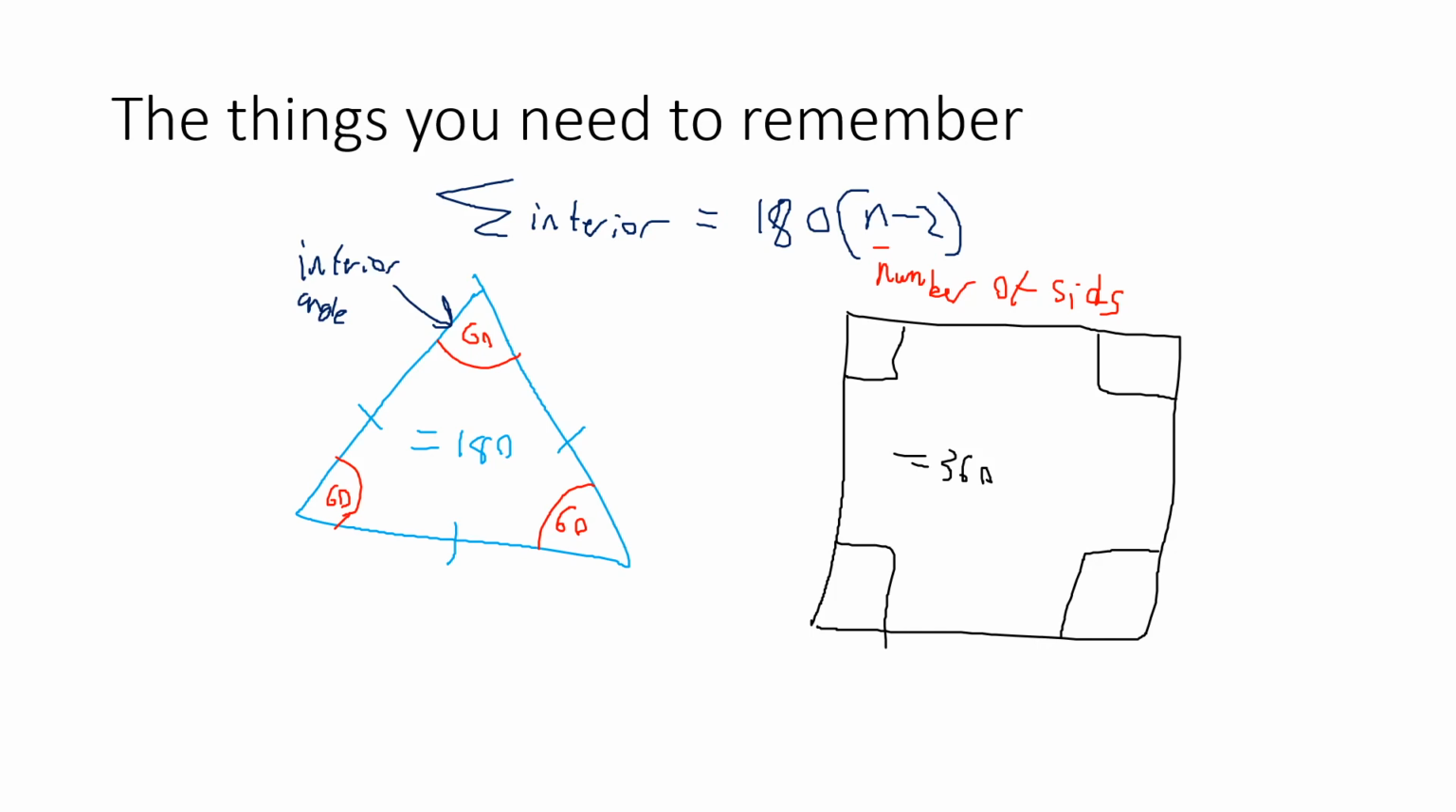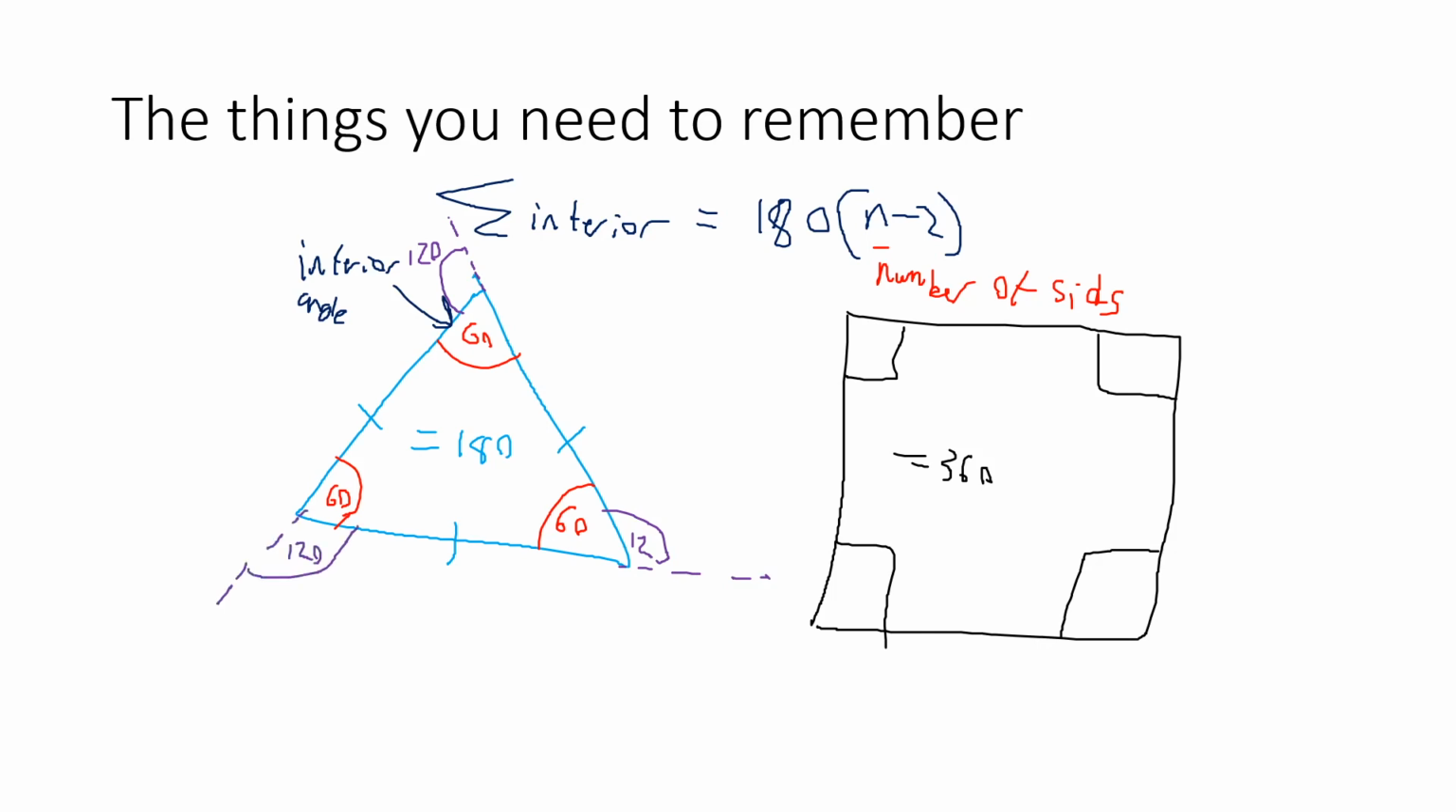Okay, so now let's look at the exterior angles. The exterior angle is simply, if we draw a line, going to be this angle here. Now, from our last video, what did we say that angles on a straight line add up to? It adds up to 180. So this is just going to be 120, and this is going to be 120, and this is going to be 120.